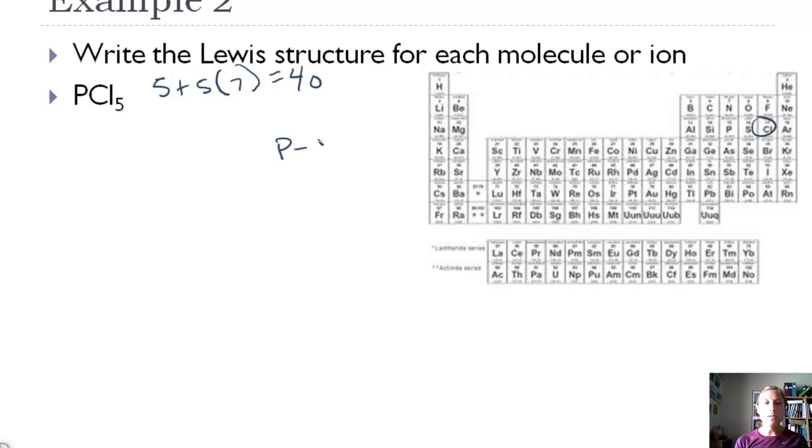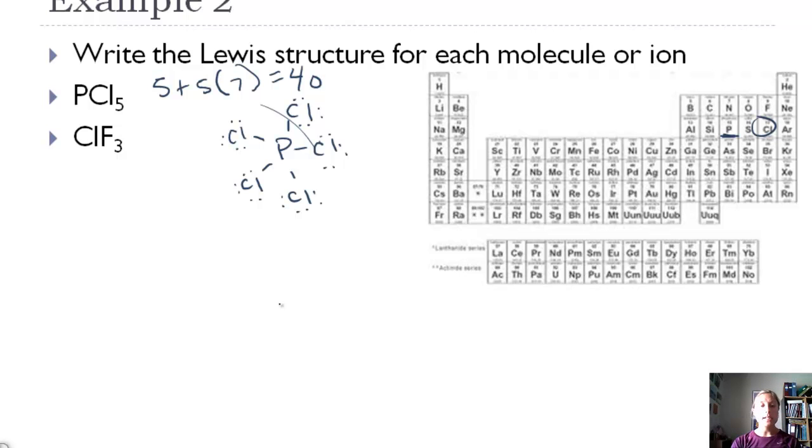And so we have our phosphorus and five chlorines. Right away, we've already exceeded the octet rule. But if we check, phosphorus is a period 3 or below, and so it can accommodate more than 8 electrons. And then we've got 2, 4, 6, 8, up to 40. And so this is an exception, but because phosphorus is a third period and below, it's okay.